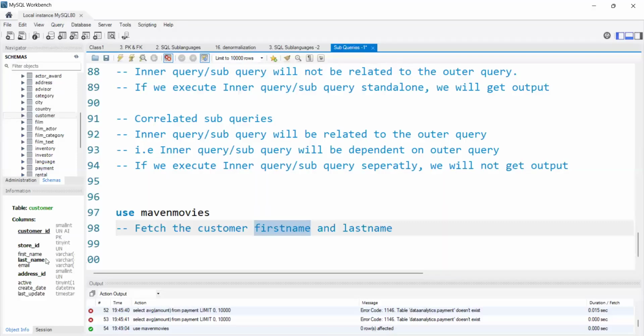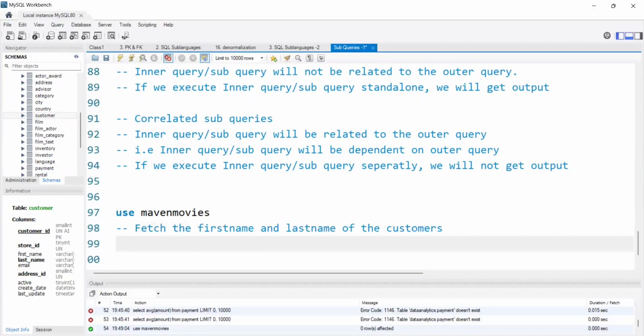So that's the reason I am writing directly first name and last name instead of writing customer details or customer names. I'm writing, fetch the customer first name and last name. Or else I can say, fetch the first name and last name of the customers who made at least 30 transactions is my question.